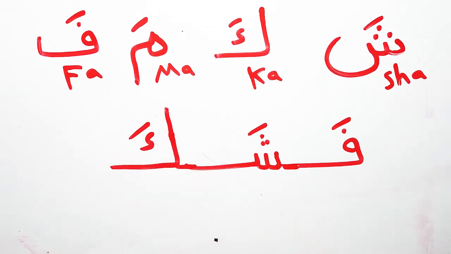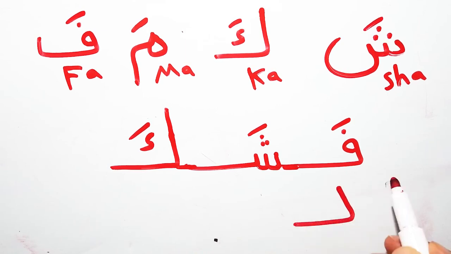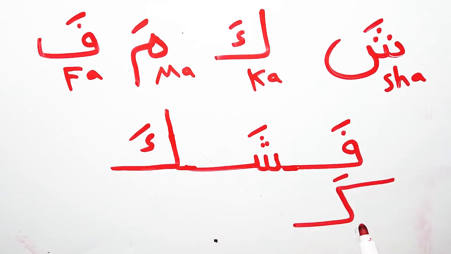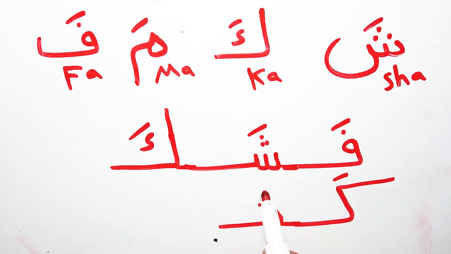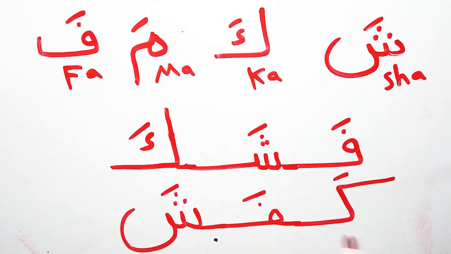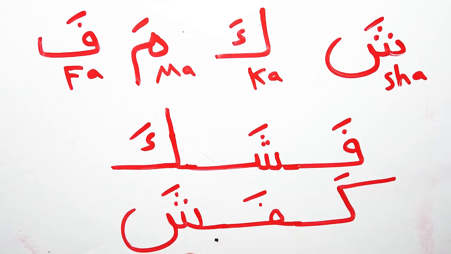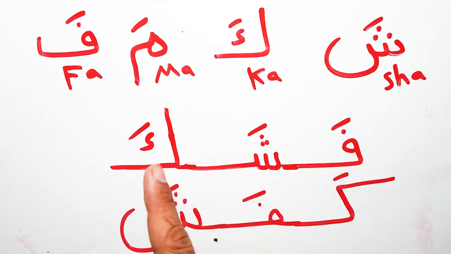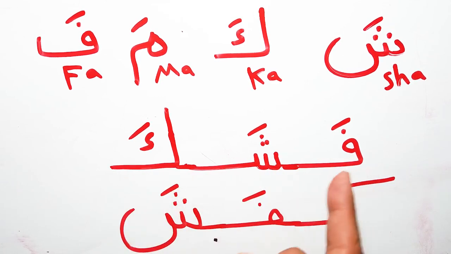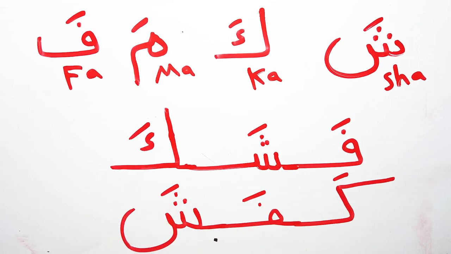Let's start with ka in the beginning. So I have here, this is ka in the beginning. Let's add fa in the middle. Kafa, kafa. And let's add sha in the end. Kafasha, kafasha, fashaka, kafasha, fashaka.